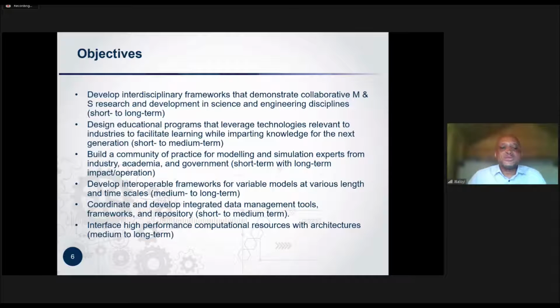And then we want to build a community of practice for modeling and simulation experts from industry, academia, and also government. And then we want to develop interoperable frameworks for variable models at various length and time scales. This talks to the frameworks I was talking about: the frameworks, the standards, and the protocols. And then we need to coordinate and develop integrated data management tools, frameworks, and repository.